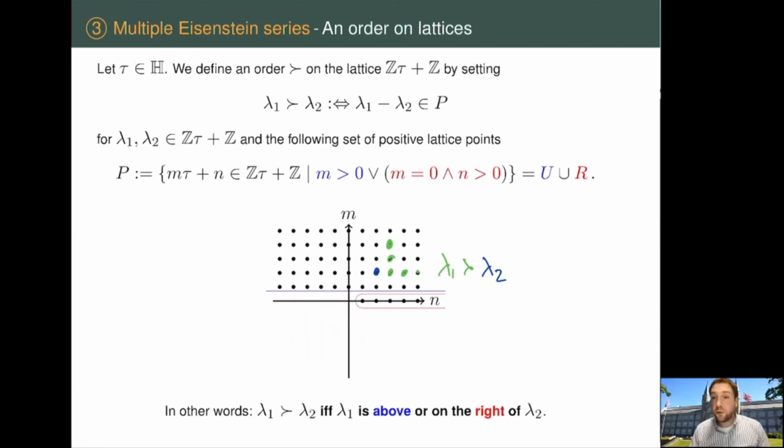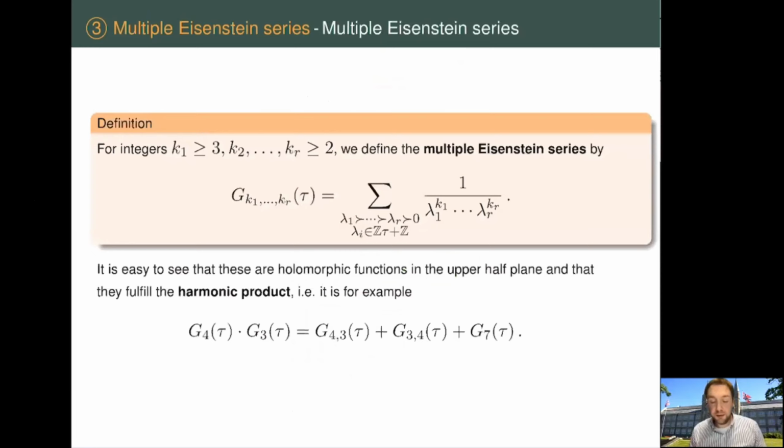Okay, so this gives a total order on the lattice Zτ + Z. And this we can use to define multiple Eisenstein series, which we denote by G_{k1,...,kr}. Now we need to be a little bit more careful than in the definition of multiple zeta values. They were defined for all positive integers where the first needed to be greater or equal to 2. But here, for convergence reasons, we need k1 to be greater or equal to 3, and the rest to be greater or equal to 2.